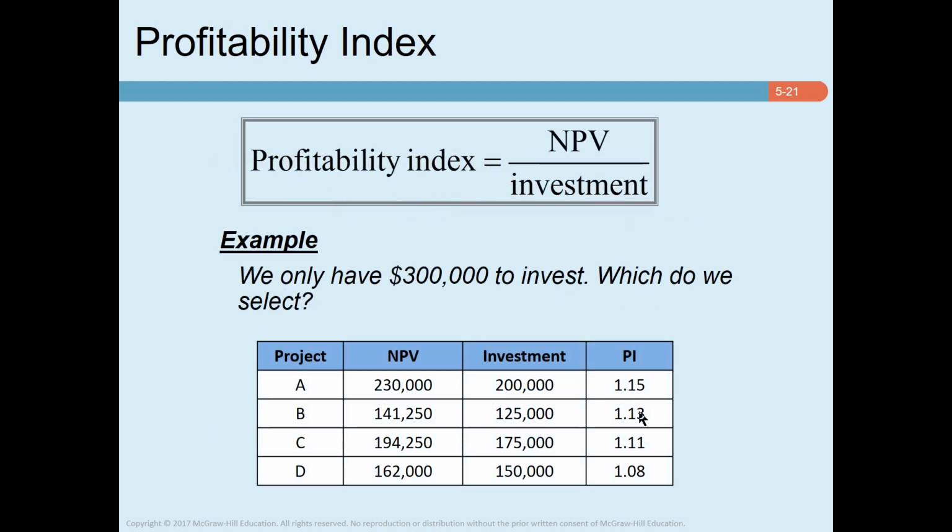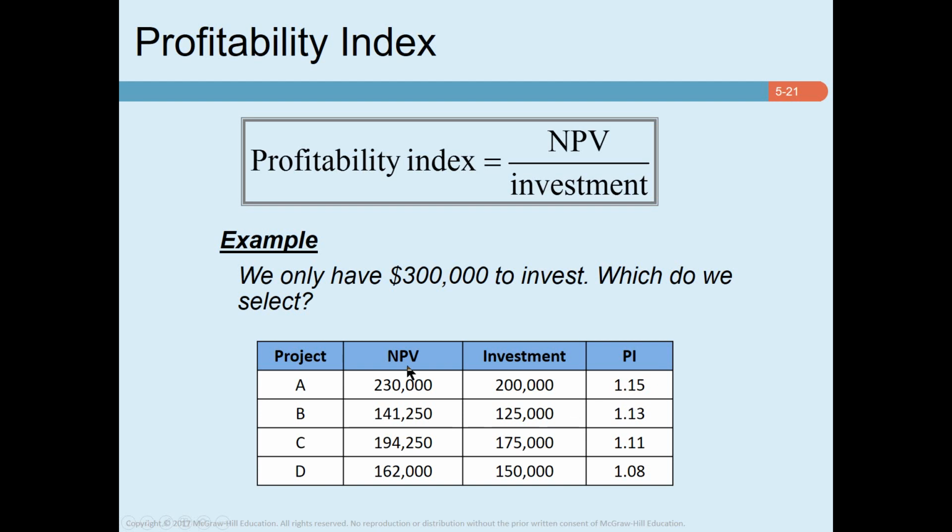Here we have an example. Profitability index, as I said, is a ratio of the NPV of a project and the initial investment of the project. So we have $300,000 to invest. This is a capital rationing situation and we have a limited fund. Which do we select? We have four projects, project A, B, C, and D. These are the investments: 200,000, 125,000, 175,000, and 150,000. And these are the NPVs: 230,000, 141,250, 194,250, and 162,000.